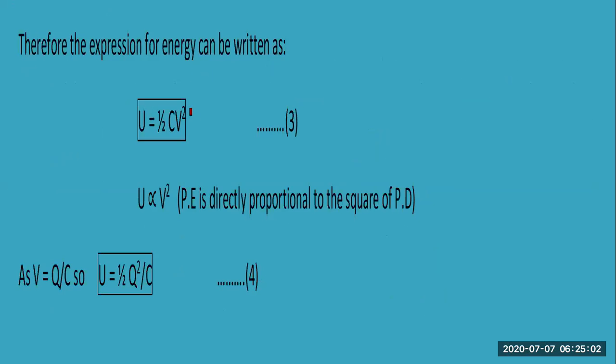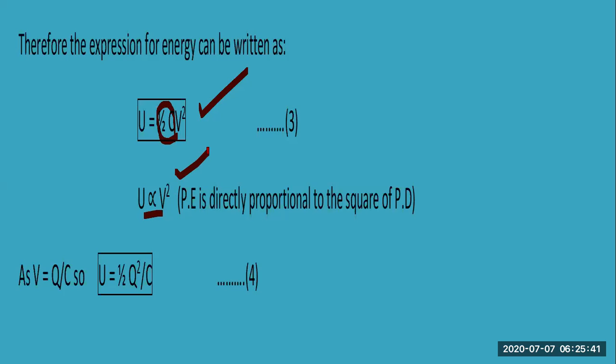This is the expression for energy, which can be written as U equals 1 by 2 C V square. You have placed the value of Q here, which is CV, and V is multiplied with V, so it becomes V square. From this formula, U is directly proportional to V square because 1 by 2 is a constant number and C, the capacitance of a capacitor, is also constant. So the potential energy stored is proportional to the square of the potential difference.